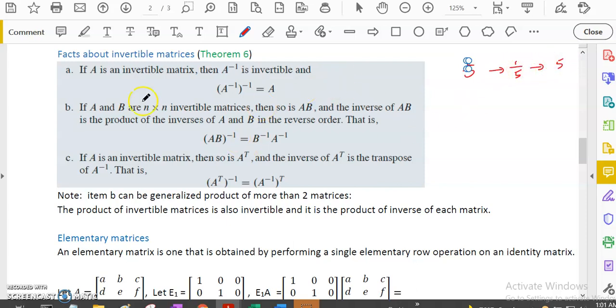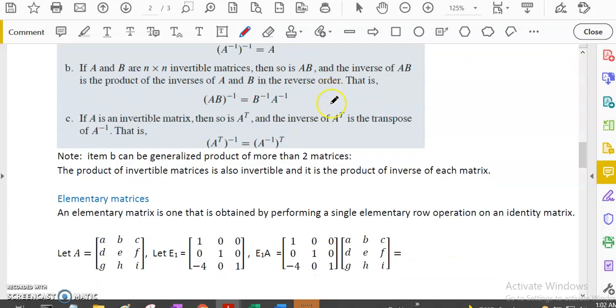It's just a circle. B: if A and B are n times n invertible matrices, you see how they are square matrices, and so is AB. So if two matrices are invertible and you multiply them, the product is still invertible. And the inverse of AB is the product of the inverses of A and B, but in reverse order, similar to the transpose situation. So to find the inverse of a product, you find the individual inverses and multiply them in reverse order.